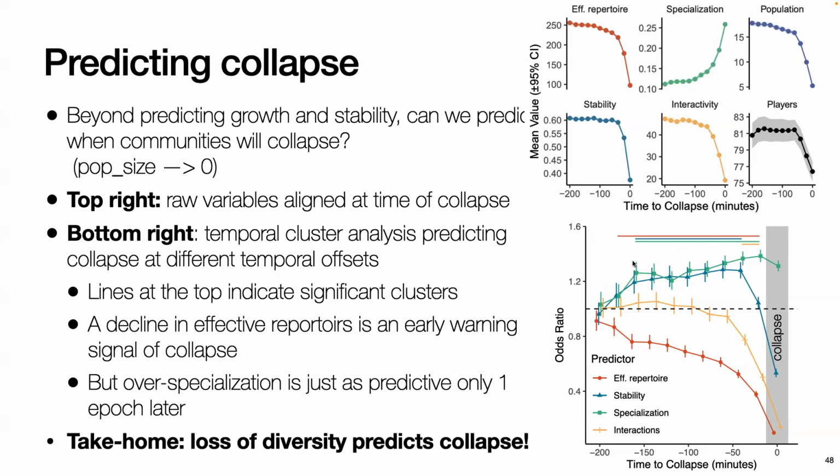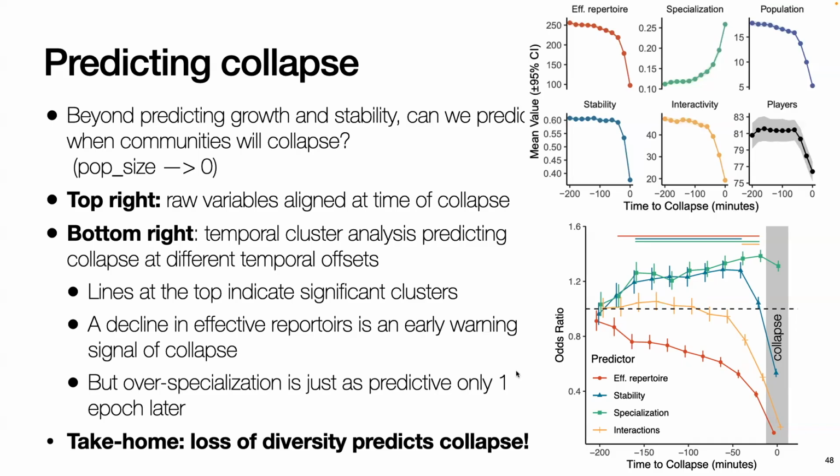And what we can see is that this effective repertoire decline is an early warning sign of collapse. But this is more of an outcome variable than a process level variable. Whereas specialization is just as predictive, but only one epoch later, right? So what this means is that for up to 9 generations before the collapse, an increase in specialization, or put differently, a loss of diversity, is predicting the collapse of these communities.